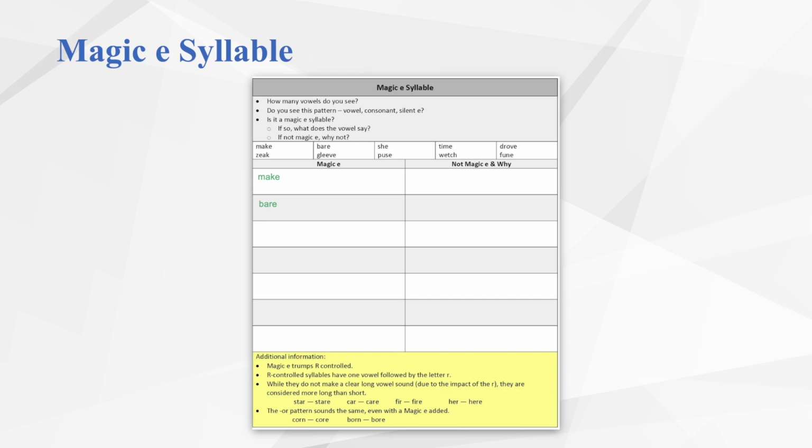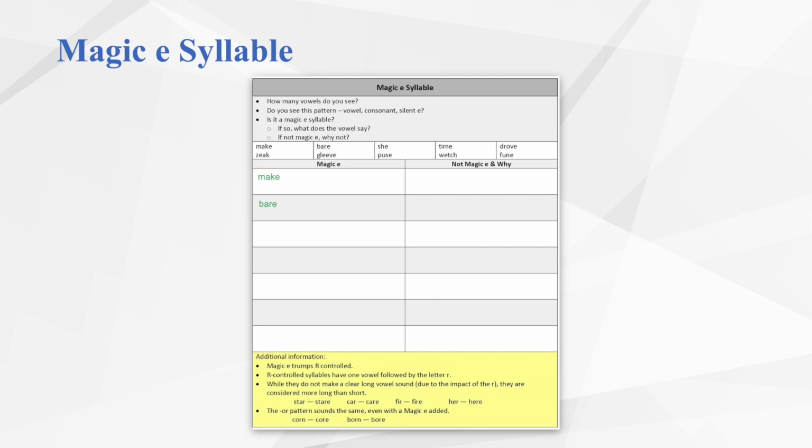I want to acknowledge that words with the pattern, vowel, then an R, then a silent E, are considered magic E syllables. While they do not make a clear long vowel sound, due to the impact of the R, they are considered more long than short. If we think about the example, star, and we add an E, it becomes stare. The E does change that vowel sound.